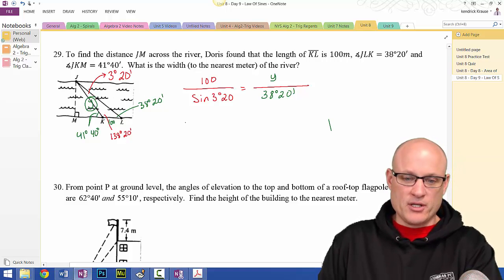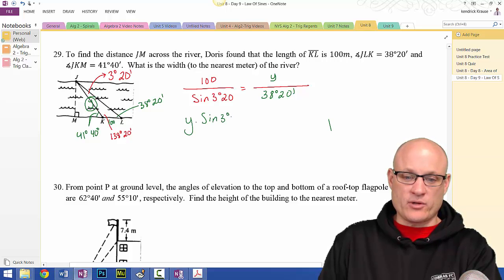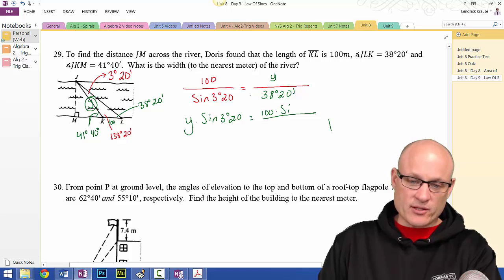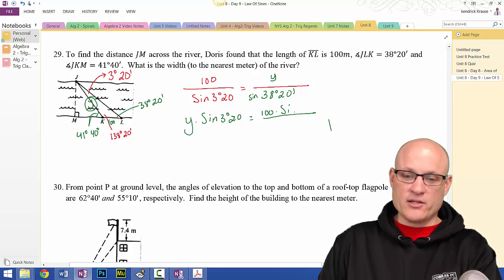Not a problem. So I'm going to do y times the sine of 3 degrees 20 minutes. Now, this should be a pretty big number. It's a river. Equals 100 times the sine, oops, I forgot the word sine down here. That's kind of silly. Sine of 38 degrees 20 minutes, and I'll divide by the sine of 3 degrees 20 minutes.